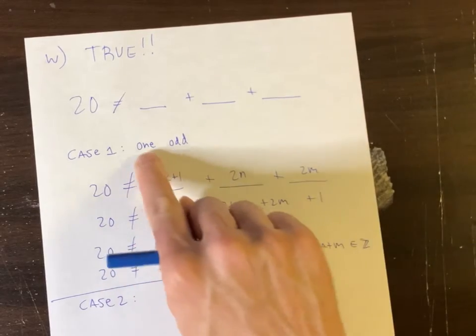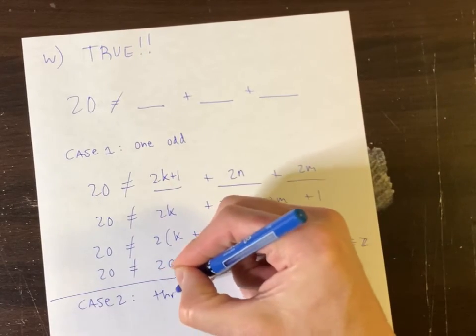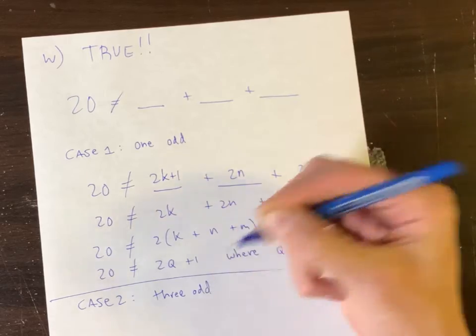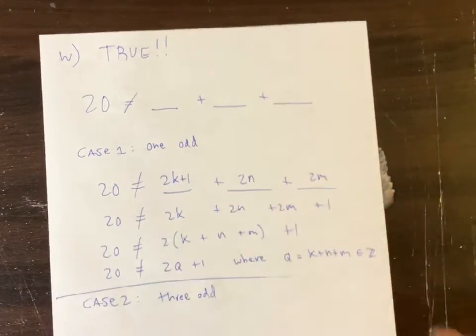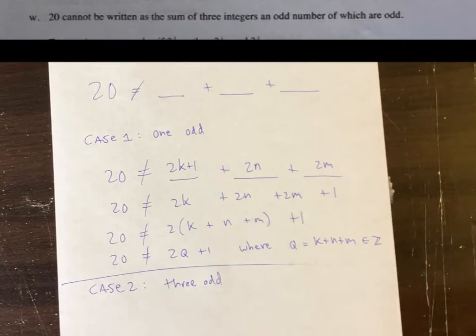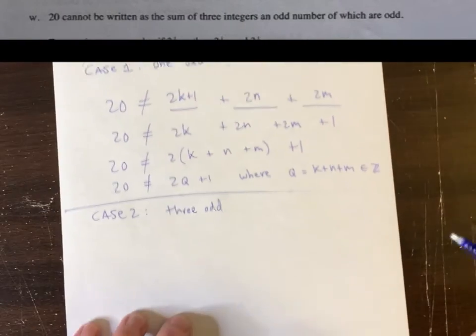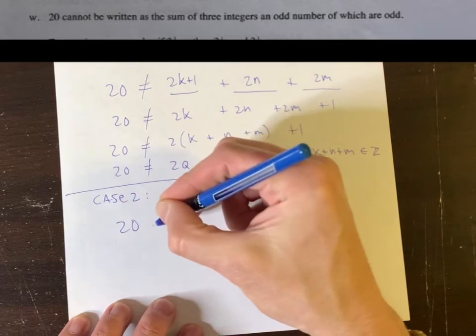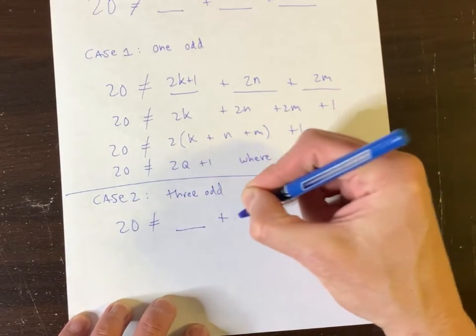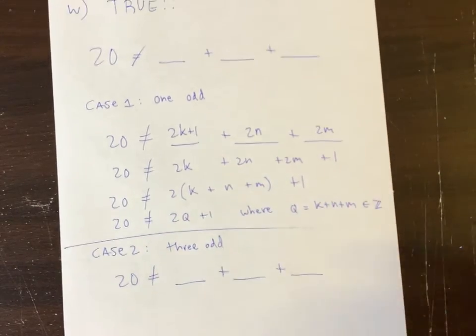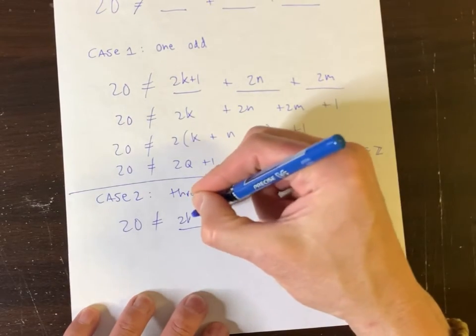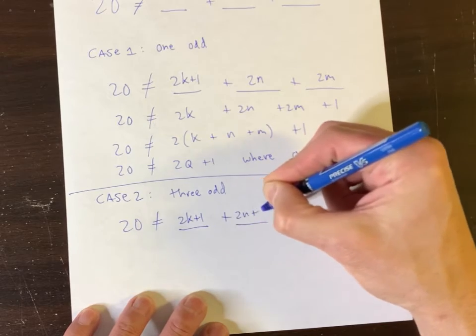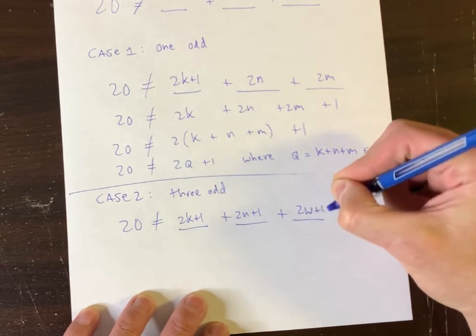Case two, instead of one odd number, we're going to use three odd numbers. Because remember, they said three numbers in total, and they said an odd number of which have to be odd. So it's just getting through the language. They're saying that 20 cannot equal number plus number plus number. We did a case where we had one odd, now the case for three odd. So what are three odd numbers? Here's an odd number, here's an odd number, and here's an odd number.